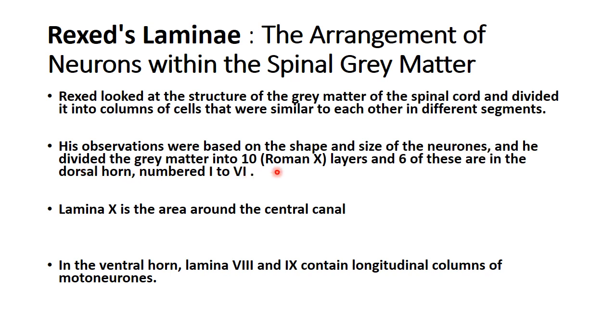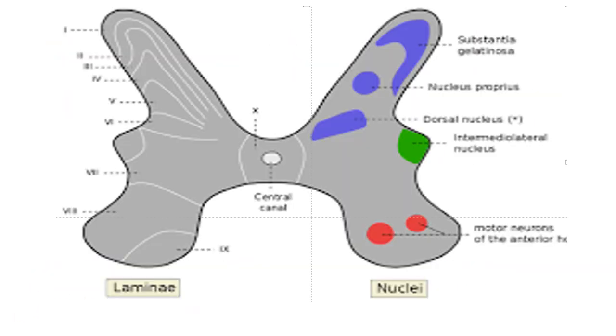He divided the grey matter into 10 layers, depicted in Roman numerals 1 to 10. Six out of these 10 are embedded in the dorsal horn, numbered 1 to 6. Lamina 10 is around the central canal, and they are rich in neuroglial cells. These are the supporting cells, which provide nutrition to the neurons and nuclei. In the ventral horn, laminae 8 and 9 contain longitudinal columns of the motor neurons. So we can say there are 10 layers, and 1 to 6 are for the dorsal or sensory nuclei.